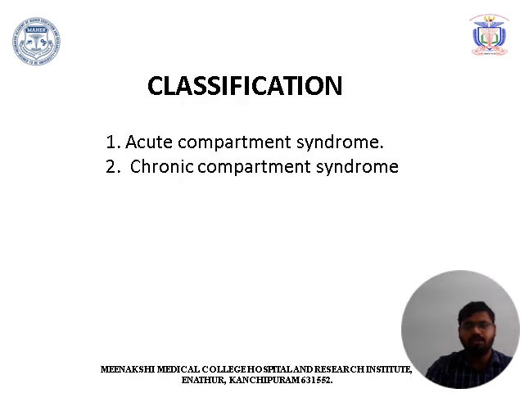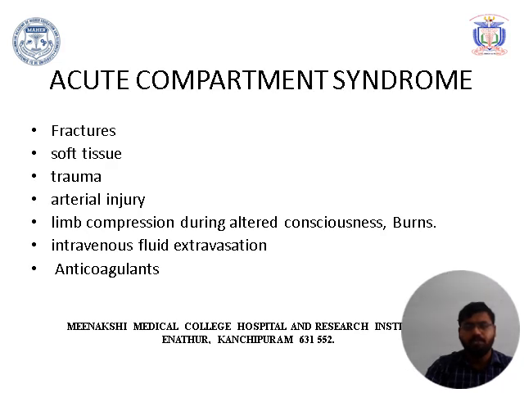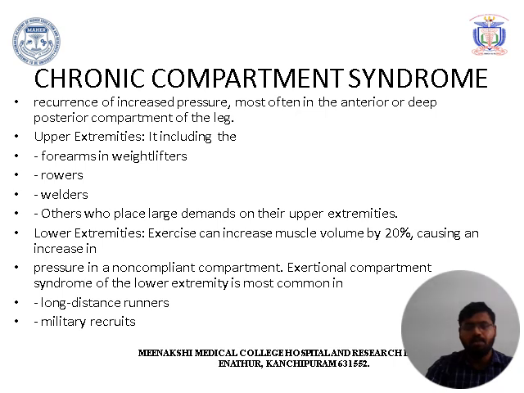It is basically classified into acute compartment syndrome and chronic compartment syndrome. Acute compartment syndrome occurs because of fractures or soft tissue trauma or arterial injury, or limb compression during altered consciousness, and burns, intravenous fluid extravasation, or use of anticoagulants. Chronic compartment syndrome is basically a recurrence of the increased pressure, most often in the anterior or deep posterior compartment of the leg. In the upper extremity, it occurs in heavy weight lifters, rowers, and welders, with pressure in a non-compliant compartment. Exertional compartment syndrome of the lower extremity is common in long distance runners and military recruits.